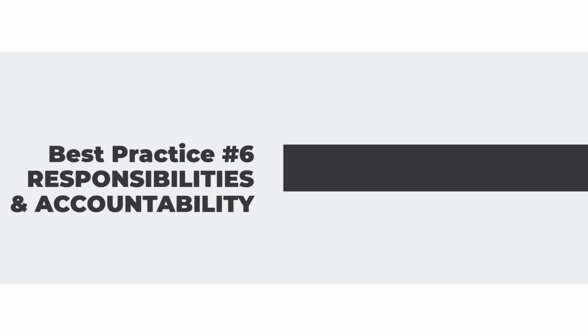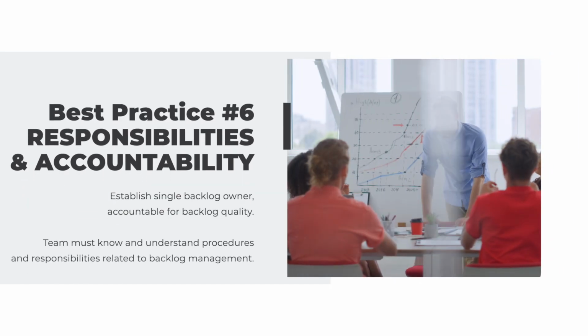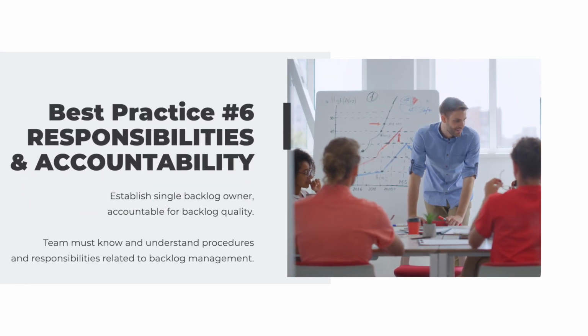Best practice number 6. Establish a backlog owner and make him accountable for keeping the backlog in top condition. At the same time, make sure that everyone understands responsibilities and working procedures related to backlog management. Having well-defined responsibilities and processes for backlog management, ideally linked to performance goals of respective people, is a prerequisite for effective backlog management. To see how the responsibilities should be defined, please watch my other video, which is available here.